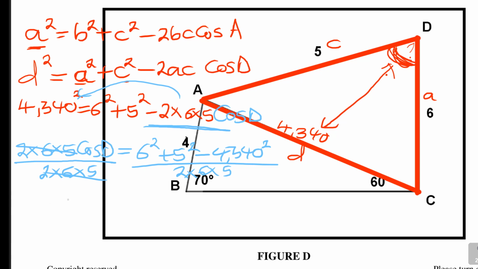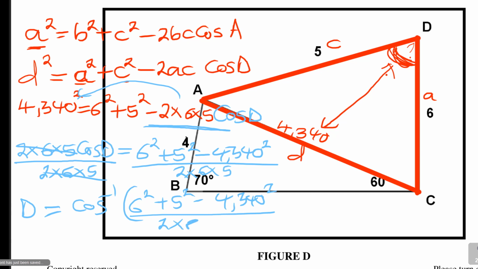Now how do you write the answer? Remember, you're looking for D. Then you're going to say D is equal to arc cos of this whole thing: 6 squared plus 5 squared minus 4.340 squared over 2 times 6 times 5. You see how I did it once? It's arc cos of a big one, but it's good because you just do it once and then you get your answer. It's 3 marks, man. You don't want to be massaging 3 marks into a big thing. Just work it and go.